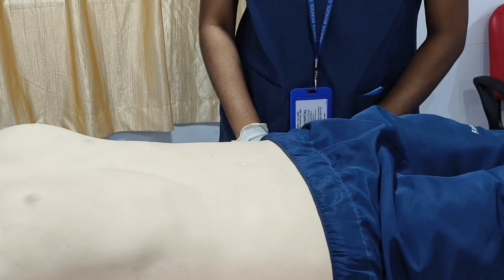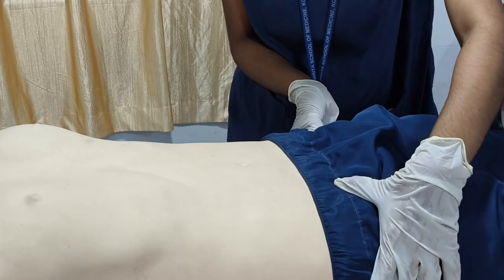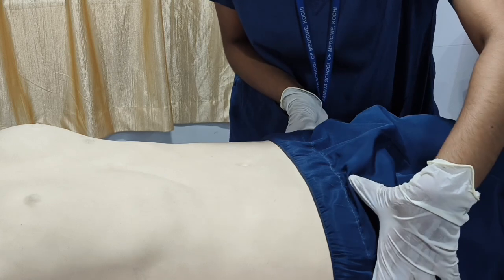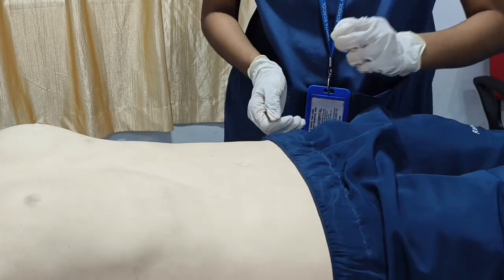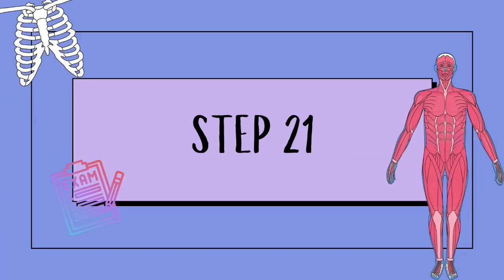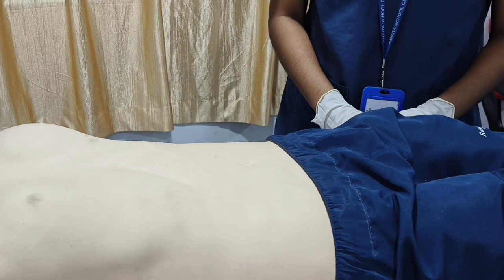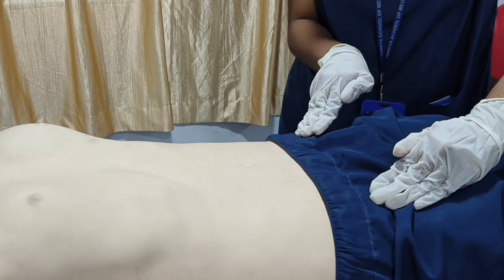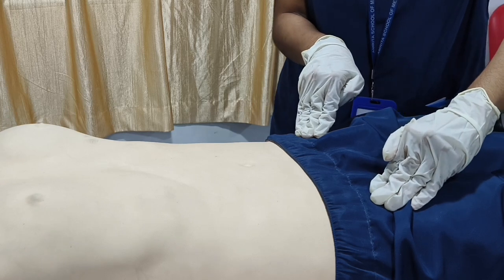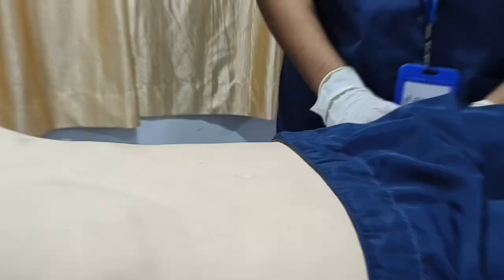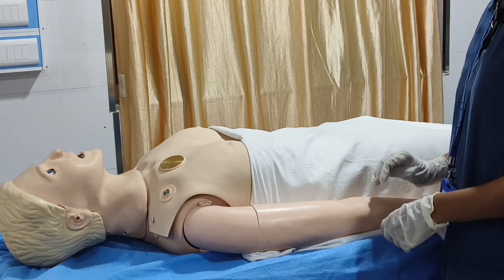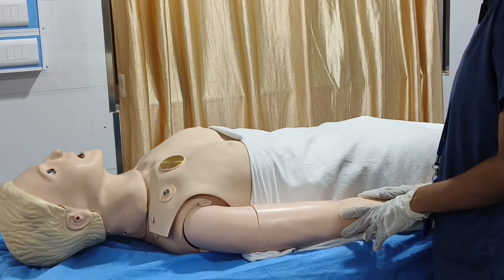Step 20. Gently compress the pelvis from the sides to assess for any tenderness as well as deformity. Step 21. Gently press the iliac crest to elicit instability, tenderness or crepitus. Step 22. Inspect and palpate all 4 extremities.